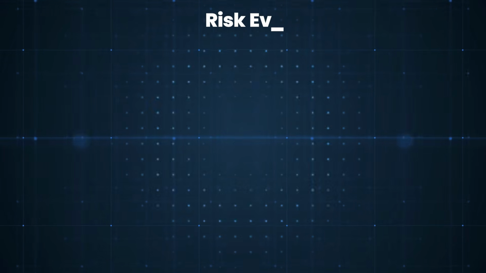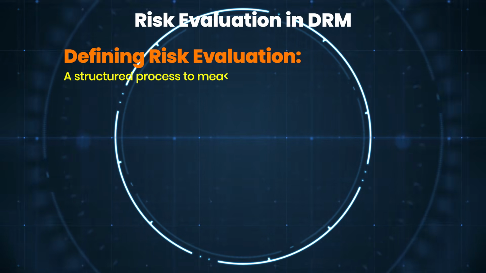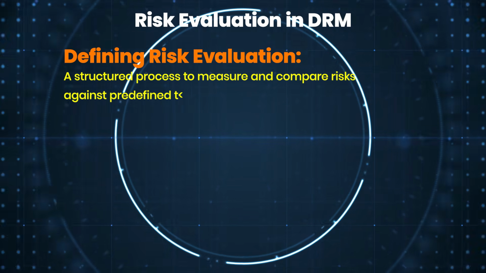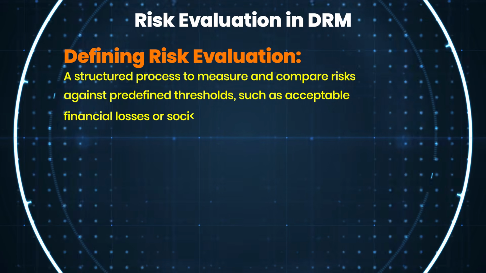Now, what is the risk evaluation in disaster risk management? Let us define first risk evaluation. It is a structural process to measure and compare risk against predefined thresholds such as acceptable financial losses or societal impacts. There are key objectives of risk evaluation. It guides decision makers in balancing risks with available resources, ensuring sustainable mitigation efforts. It plays a critical role by providing actionable insights for prioritizing risks, enhancing resource allocation and planning effectively.